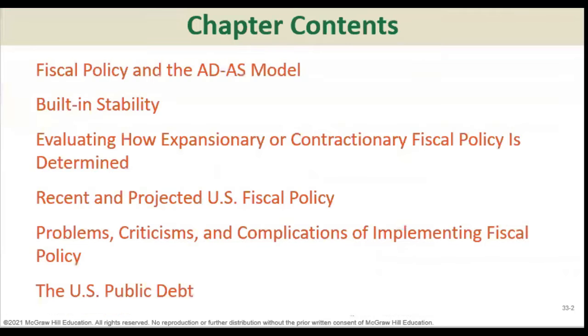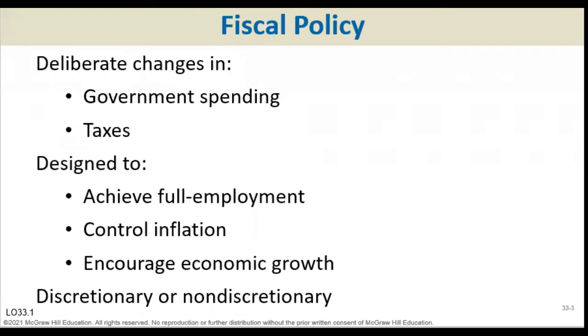Okay, so here are the concepts to cover: fiscal policy and the aggregate demand, aggregate supply model, built-in stability tools, evaluating how expansionary or contractionary fiscal policy is determined, recent and projected U.S. fiscal policy, problems, criticism, and complications of implementing fiscal policy. And we will conclude with U.S. public debt. So, fiscal policy.